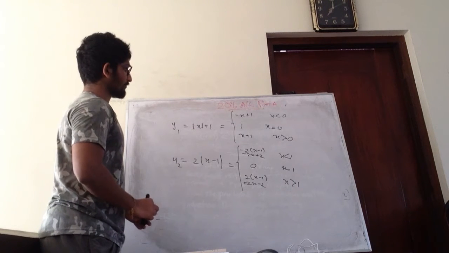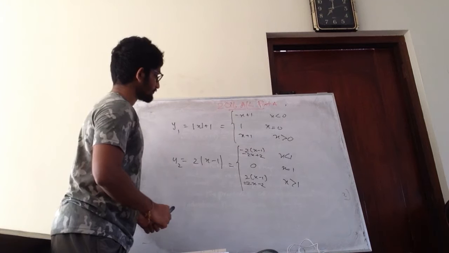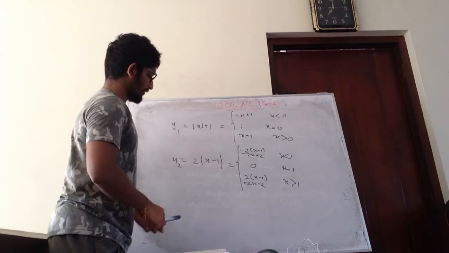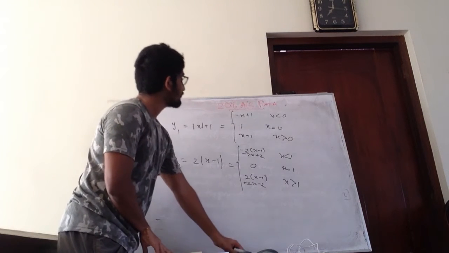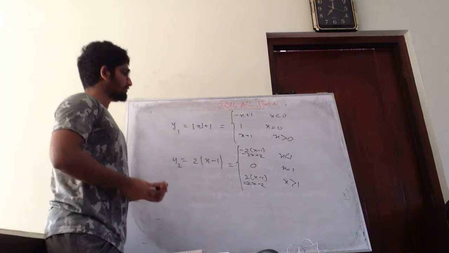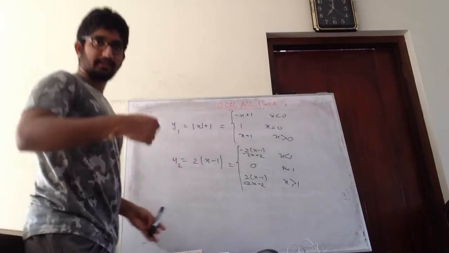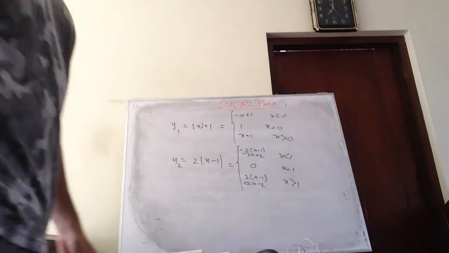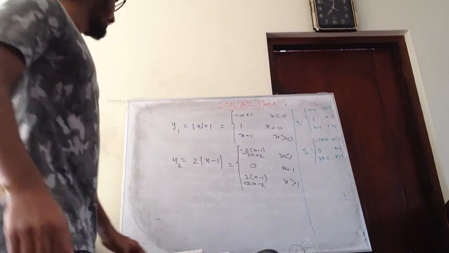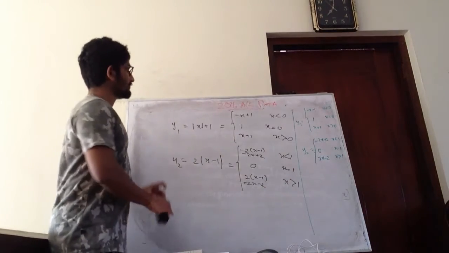Right. So we can actually draw this now. But since the area is not enough, just write this down and we'll draw it. Right, so let's draw the graph now.